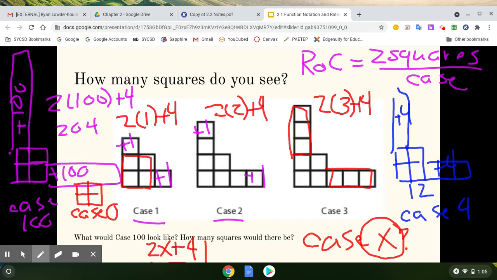So this expression generalizes this pattern for us. And we can even turn it into a function by setting it equal to another variable, in this case y. So the function y equals 2x plus 4 is defined by the fact that the starting number is 4 and the rate of change is 2. So this is a very important idea that leads us into today's lesson. So at this point, go ahead and take out your notes for section 2.2.